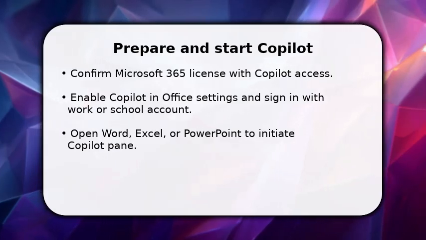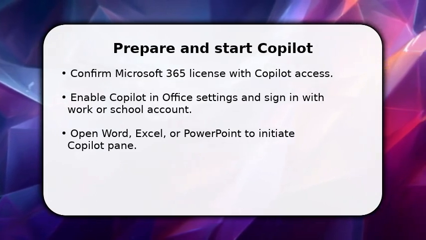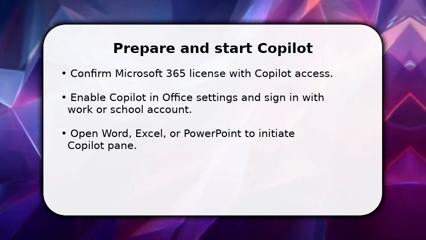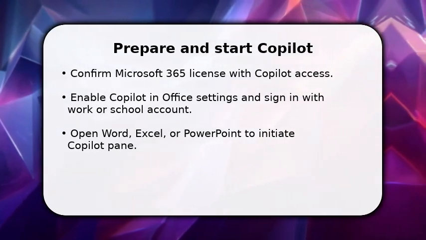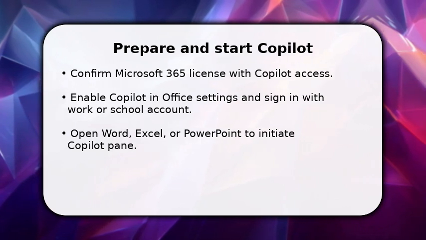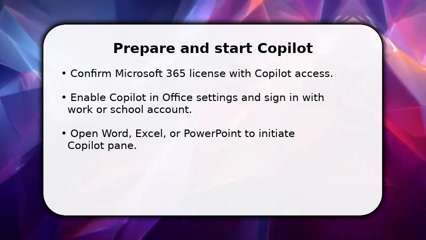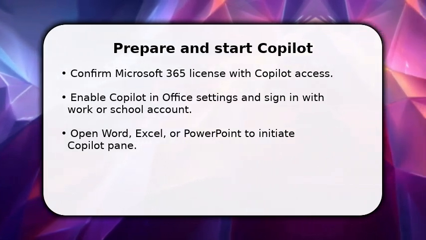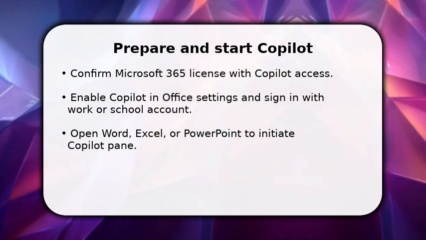You'll begin by verifying your Microsoft 365 license and that Copilot is enabled. Once confirmed, sign in with your work or school account. Open the Office app you need, Word, Excel, or PowerPoint, and click the Copilot icon to open the pane. You should see a prompt or query box right away. This is where you start.